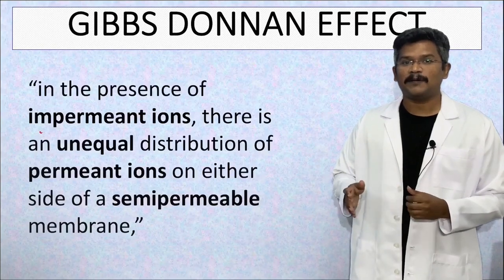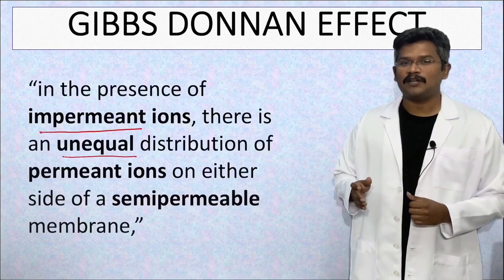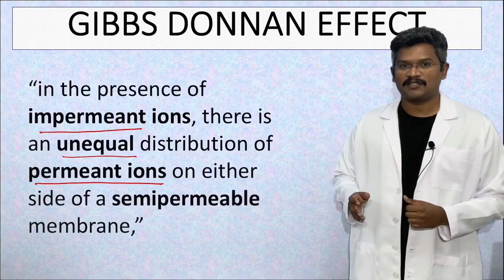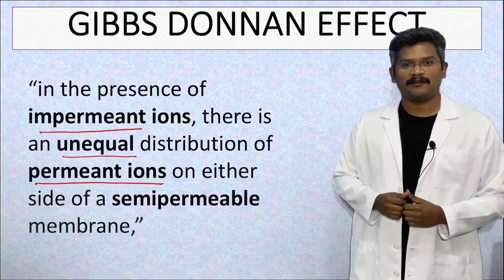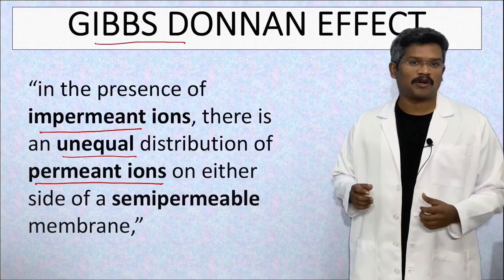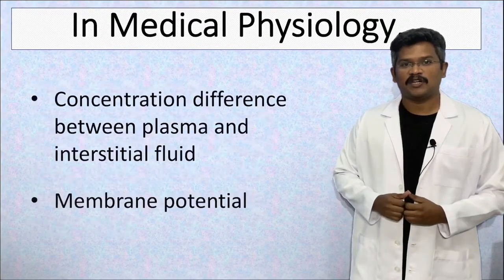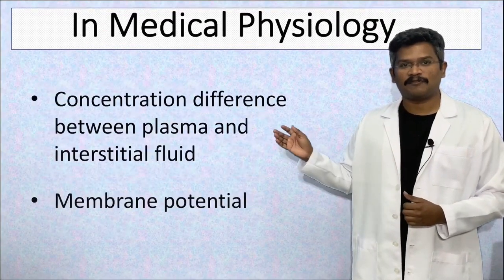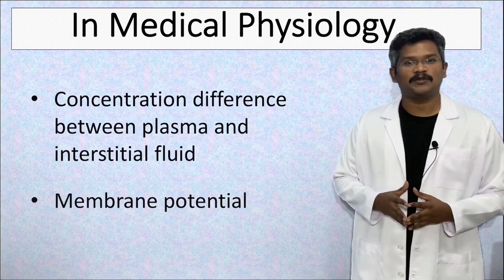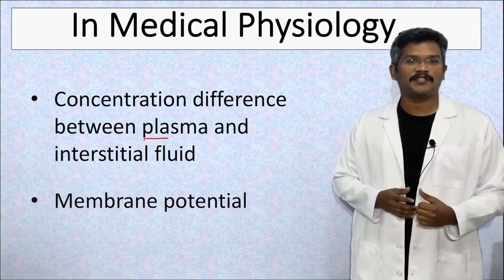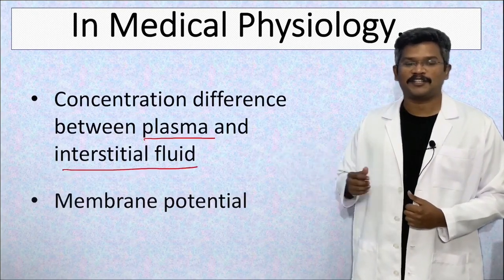In the presence of impermeant ions, there is an unequal distribution of the permeant ions across the semipermeable membrane. This is called the Gibbs-Donnan effect. In medical physiology, we discuss this effect under two different topics. The first is to explain the concentration difference between the plasma and the interstitial fluid.